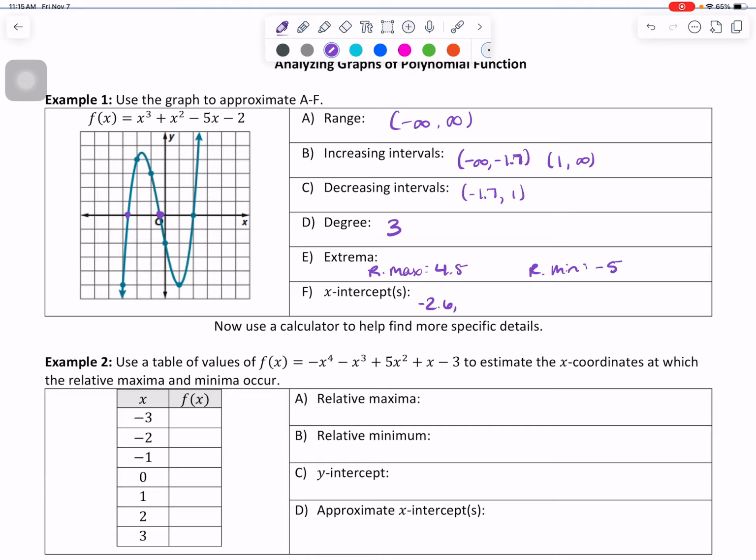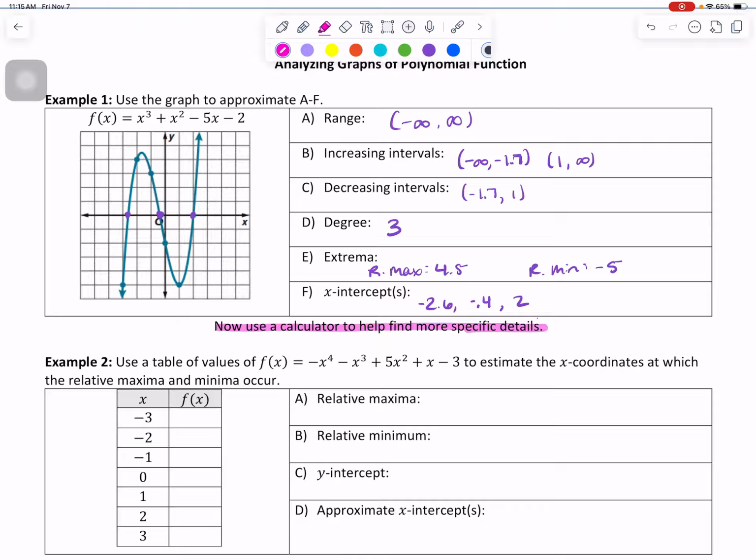This one, I'm going to put, I don't know, negative 0.4. And then this one, to me, just looks like 2. All right, so we had 3 x-intercepts. Now what I want you to do is get out your calculator and check your answers based on the actual graph, so we're going to find the correct answers.